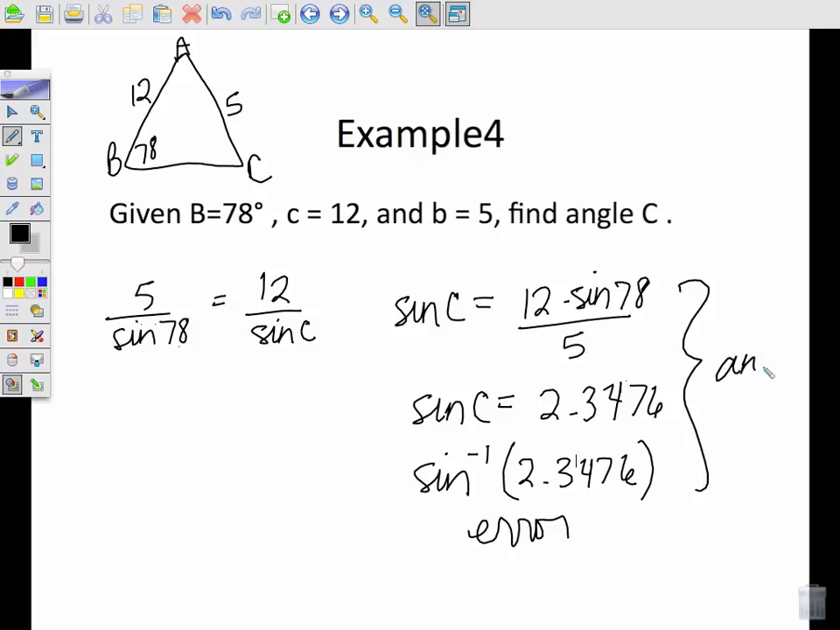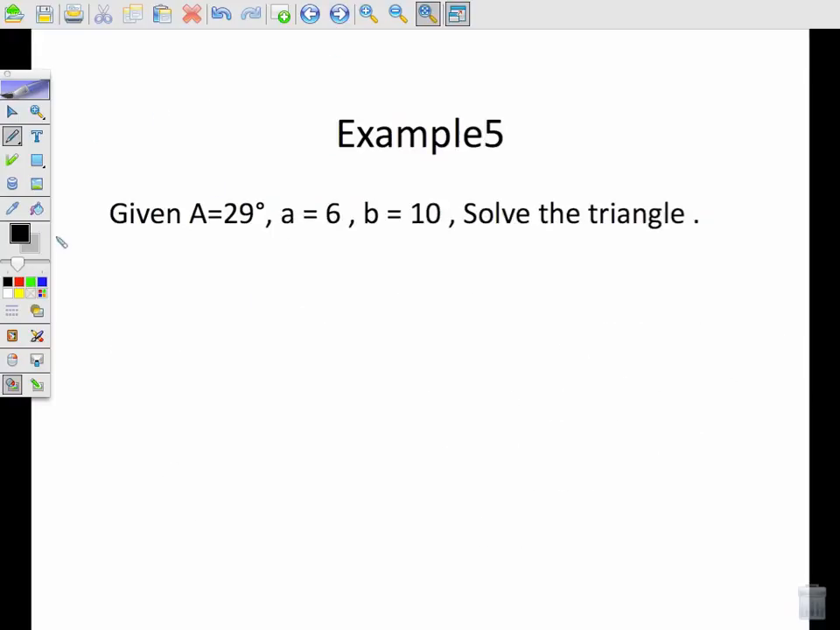This is how you solve for an angle. But we get an error. So since there's an error, then there's no triangle. All right, let's look at our last problem.